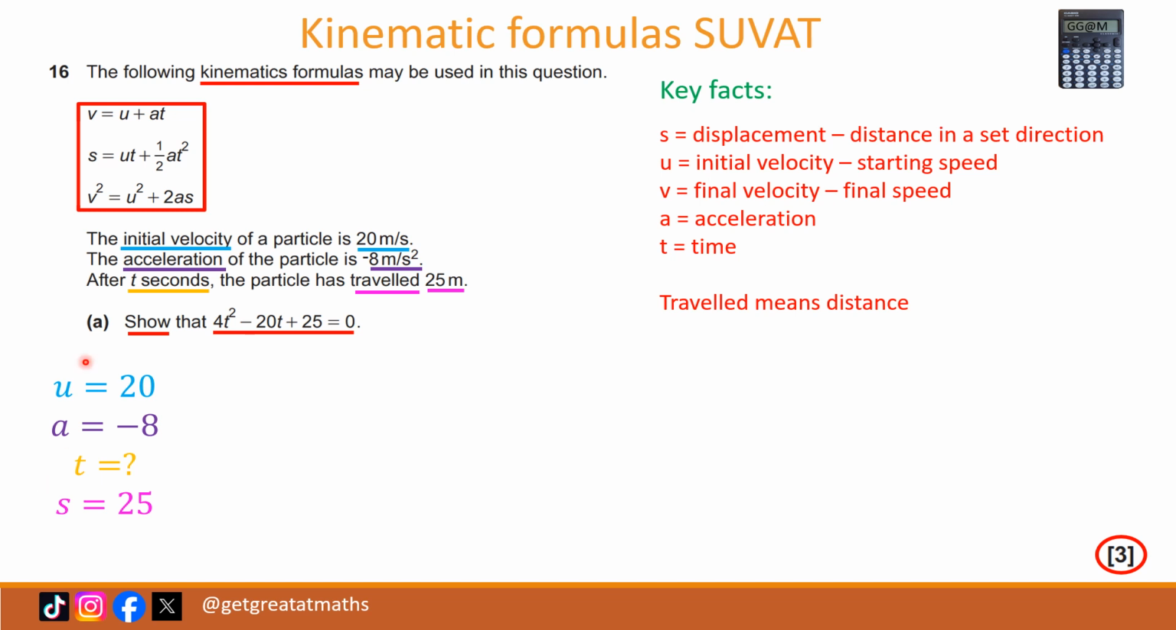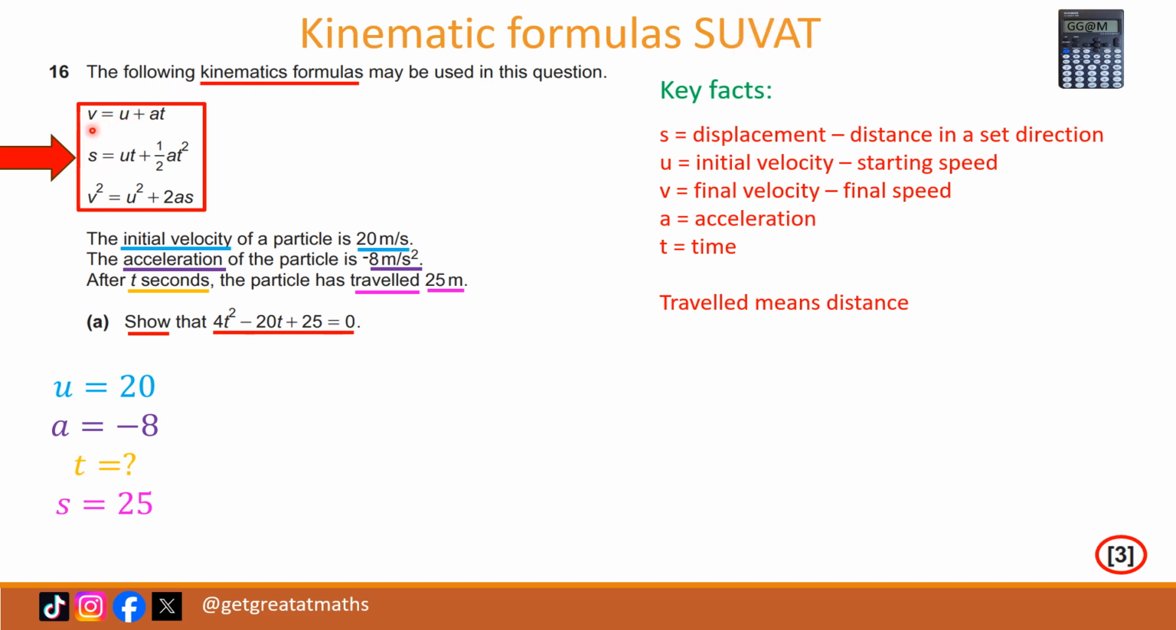Which one of these 3 equations only uses the U, the A, the T and the S? Hopefully you're all shouting at the screen. The one that you need to use is the middle one. Now the reason we have chosen the middle one is because the letter that is missing is the missing letter V. If you look up here, S, U, A and T are what we've used.